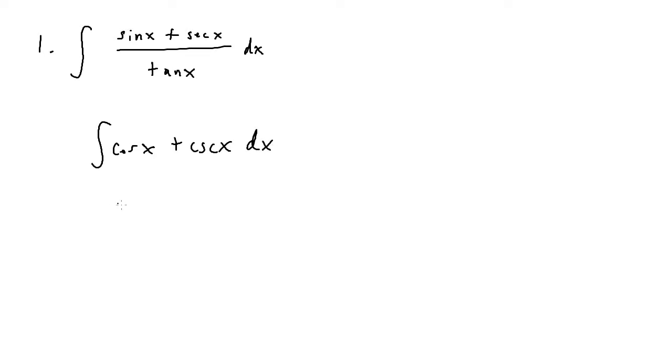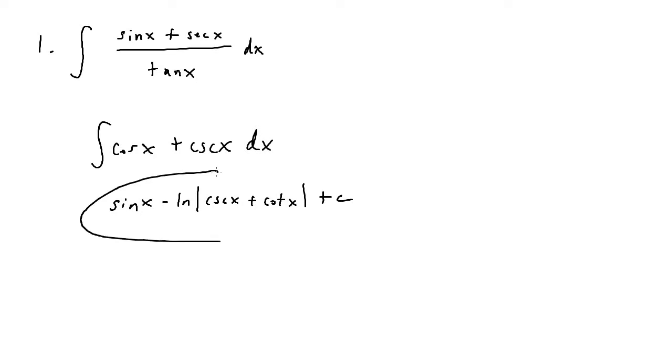So the integral of cosine x is obviously just sine x. And then for the integral of cosecant x, once again, this is probably a good integral to have memorized. It's just going to be negative natural log absolute value of cosecant x plus cotangent x. And then since this is an indefinite integral, we need the plus c at the end. So that's the final answer.